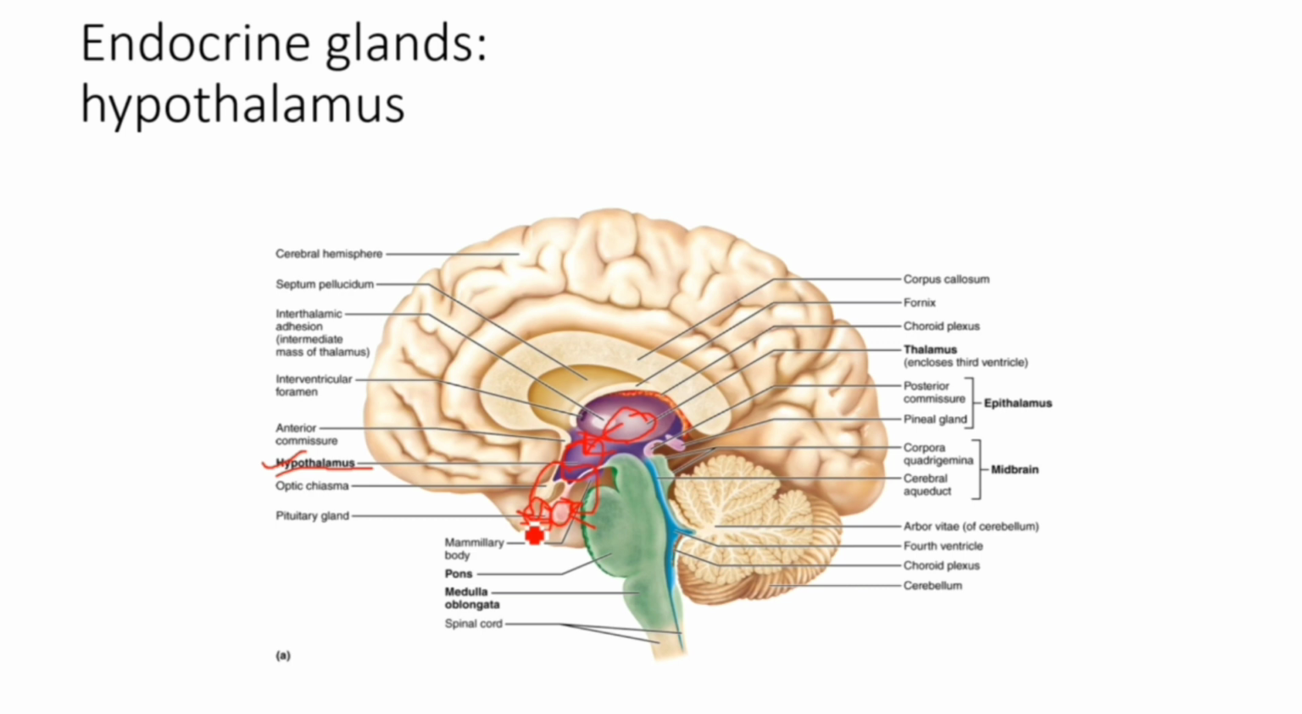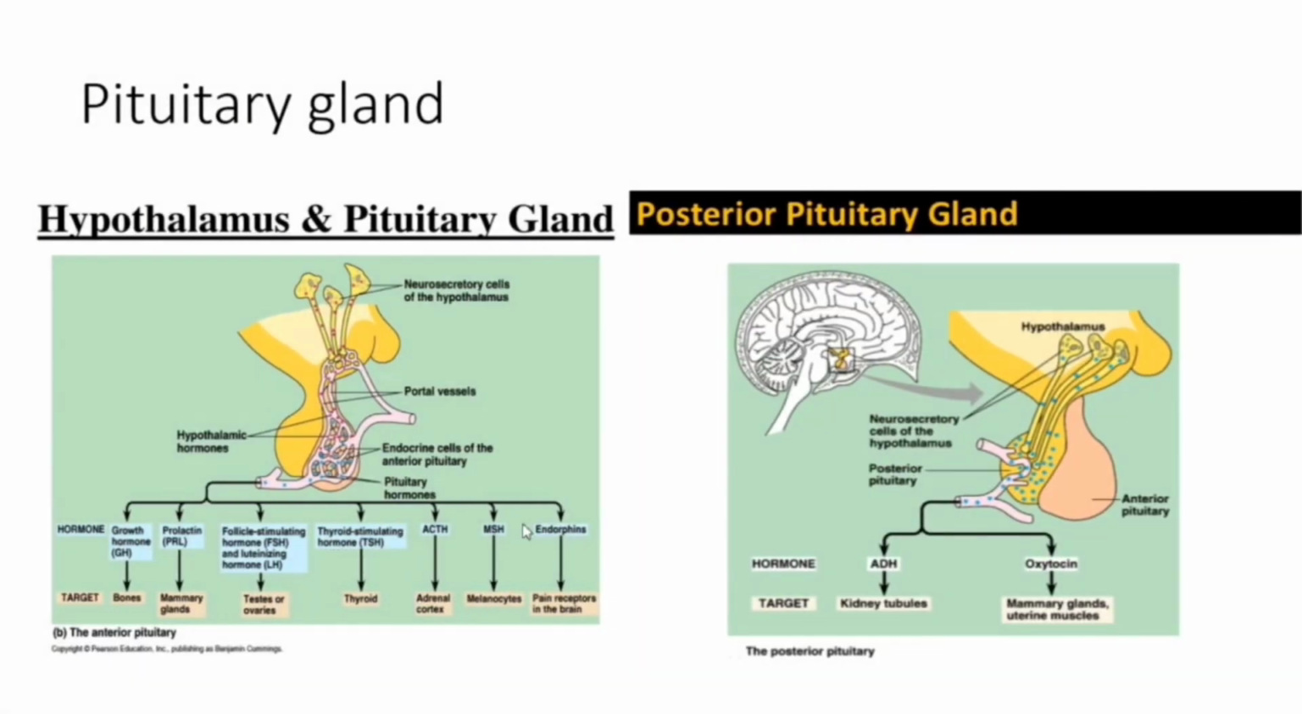Mainly the hypothalamus secretes 9 hormones. 7 act on the anterior lobe of the pituitary gland and 2 are stored in the posterior pituitary, as we just discussed. Now, the pituitary gland. The pituitary gland is also known as the hypophysis. It is a pea-sized gland. It is attached to the hypothalamus by a stalk, the infundibulum. As we can see here, the pituitary gland is attached to the hypothalamus.